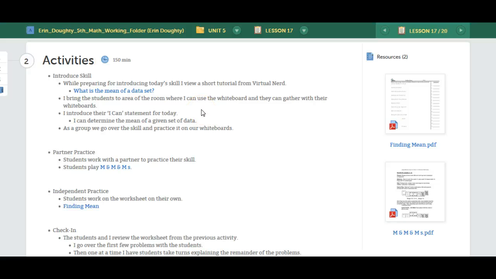So in order to start out, I view a quick tutorial from Virtual Nerd called What is the Mean of a Data Set? Bring the students over to a whiteboard, introduce the I can statement, which is I can determine the mean of a given set of data. And we go over some parts and pieces and vocabulary associated with finding the mean.